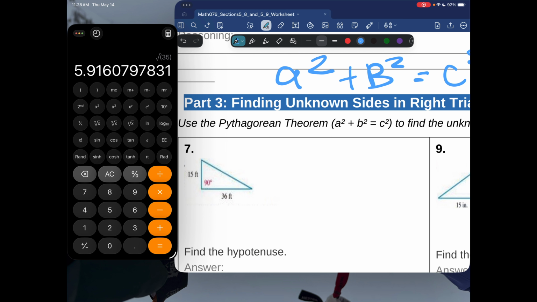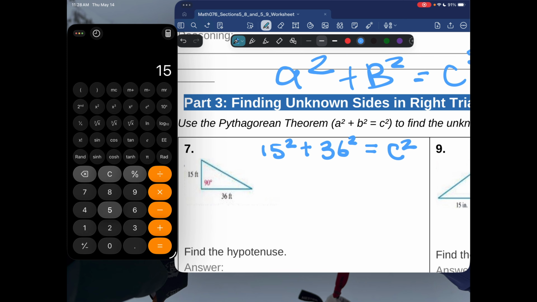So here I've got two sides, 15 and 36. These are the legs. These are not the hypotenuse. Those are A and B. So I'm going to put those into my equation. 15 squared plus 36 squared equals my unknown side, C squared, my hypotenuse. Okay, so I'm going to put these in my calculator. 15 squared gives me 225. Plus 36 squared gives me 1,296 equals C squared.